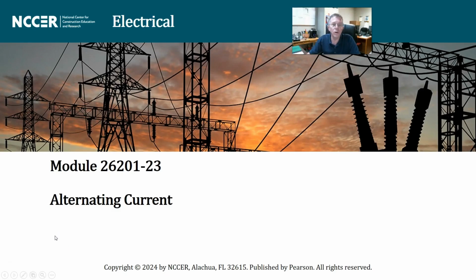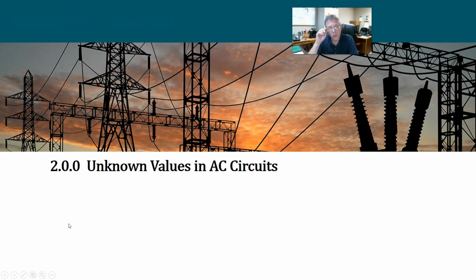Okay guys, let's continue on in module 26201-23, Alternating Current in NCCER Electricity Level 2. This section will be 2.00, Unknown Values in AC Circuits.